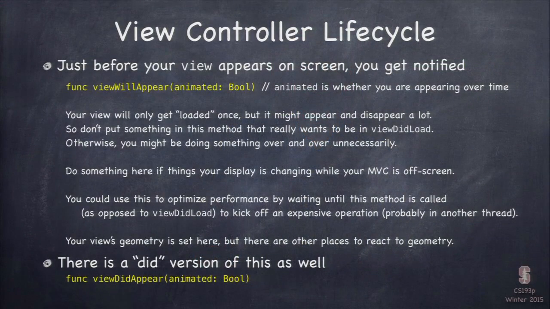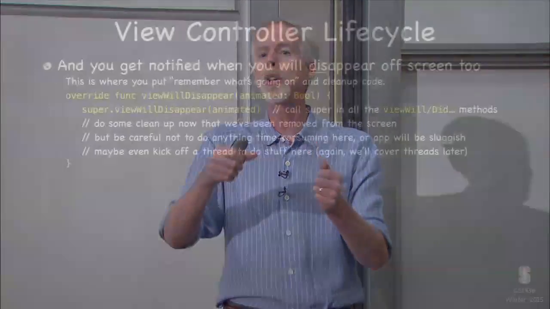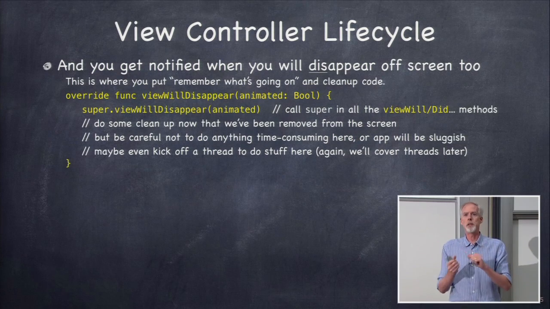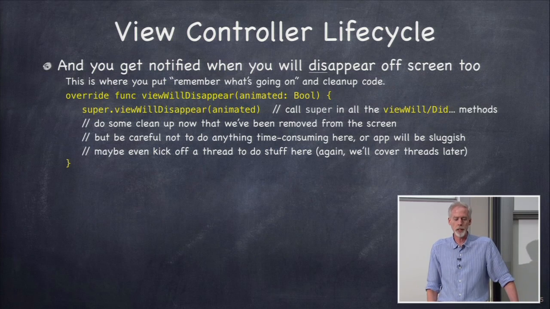So view did appear gets sent to you after you are now on screen. You are visible now, okay? Pretty straightforward. And similarly, there's view will disappear. So you're just about to be taken off screen. Again, you're the split view master. In landscape, the person rotates to portrait. You're going to get view will disappear because you're going to disappear. It's just going to show only the detail.